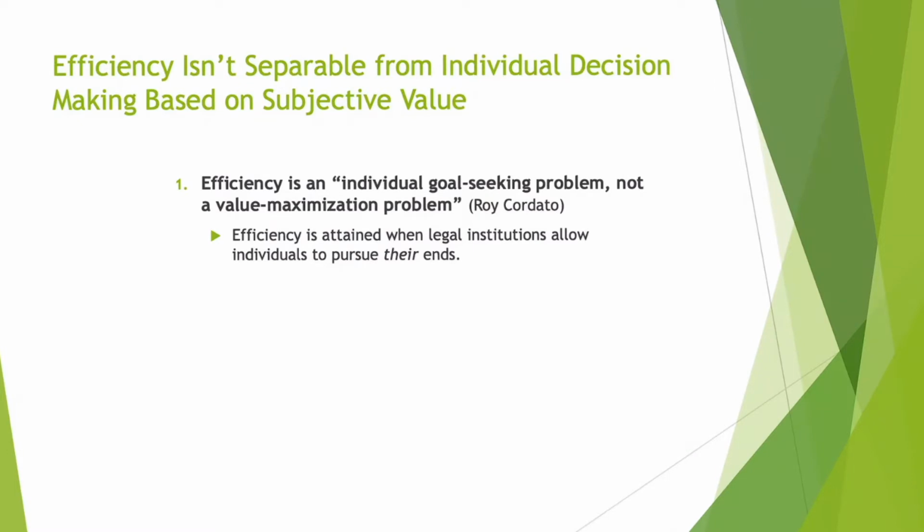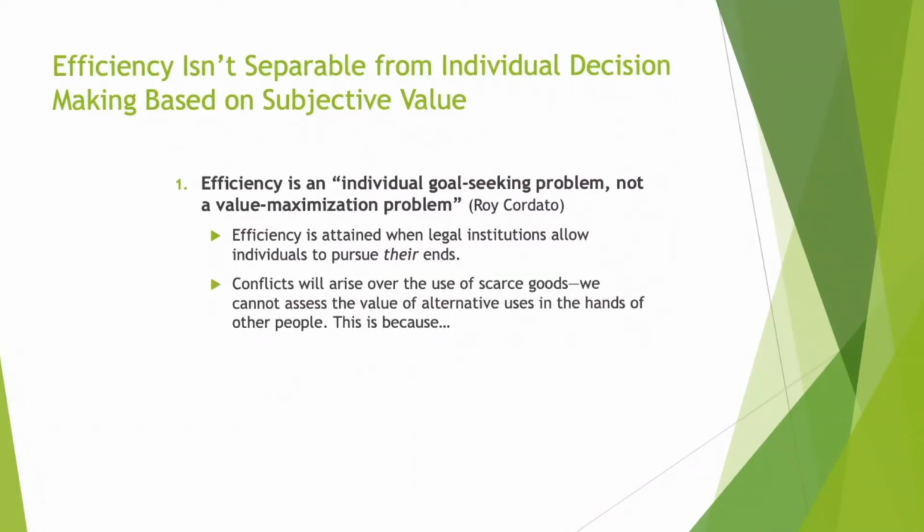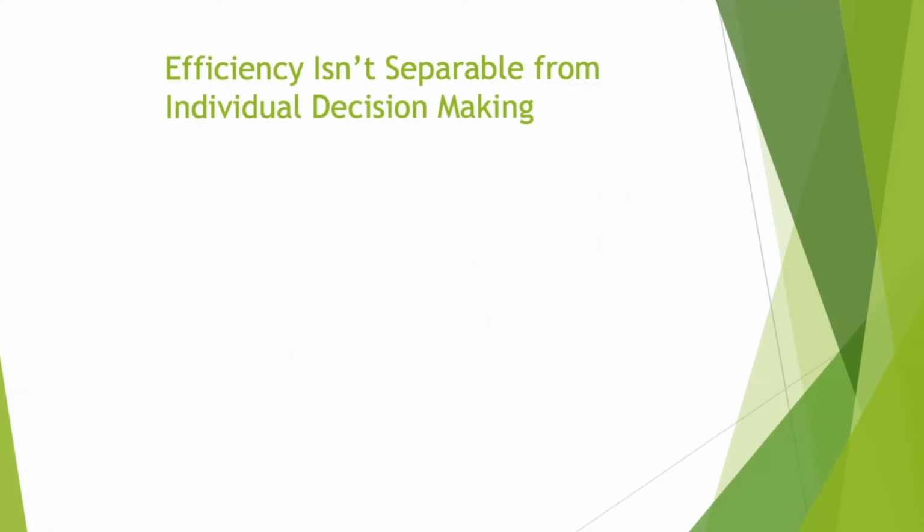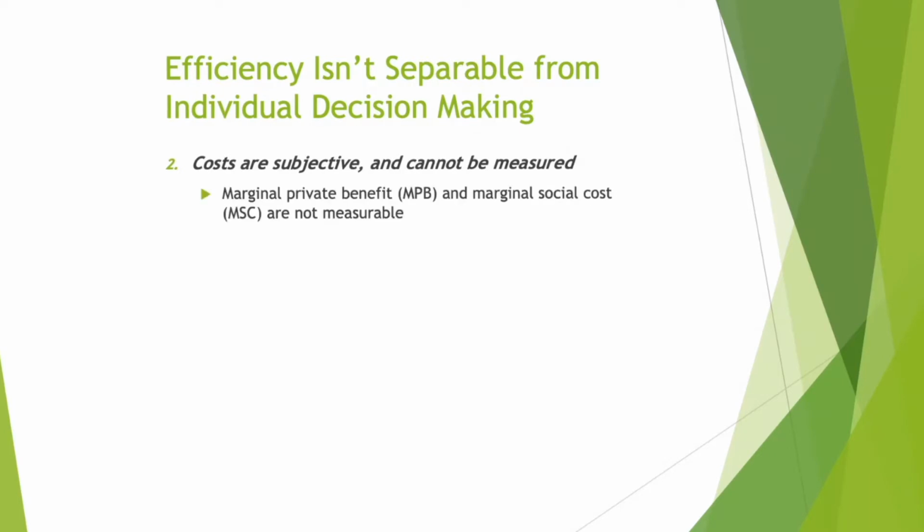All right, so if you are trying to assert that a particular outcome is efficient and you're doing so as a government bureaucrat, you are missing the mark because you don't have enough information to make that kind of decision. We will see conflicts over the use of scarce goods. We can't know what the value of alternative uses are because efficiency is not separable from individual decision making. Costs are subjective. We can't measure them.